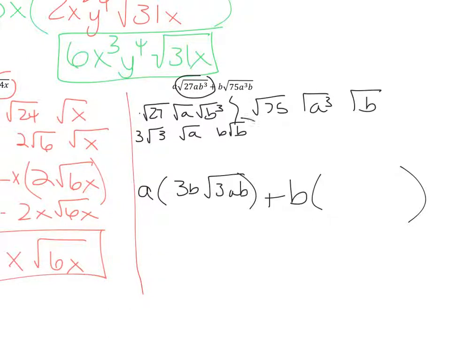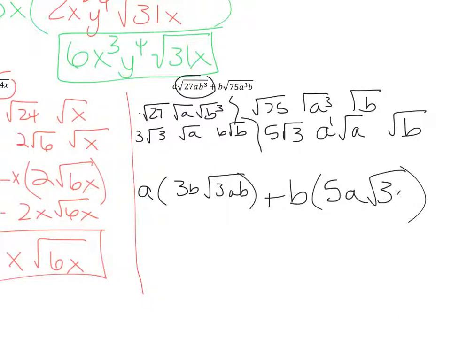On this side of town, the square root of 75 is 5 rad 3. I can take one pair with 1 left over, and b can't be broken up. So over here I'm going to have 5a rad 3ab. All right, so now we're just going to do our little multiplication.